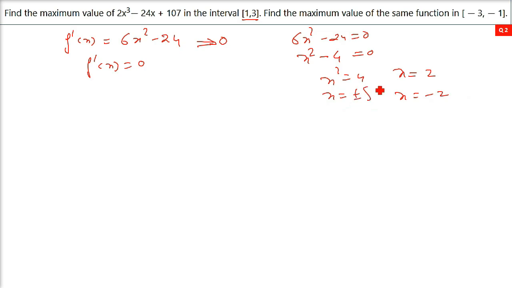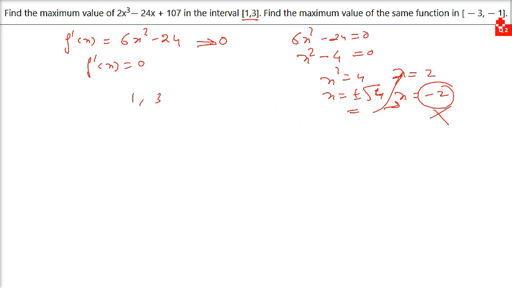So it will give you x as plus 2 and x as negative 2. So we got 2 values, 2 and negative 2. So we have to use both of them or one of them. In this interval 1 and 3, can we have negative 2? No, we'll have 2 here. So in this critical point list 1 and 3, we'll include 2.